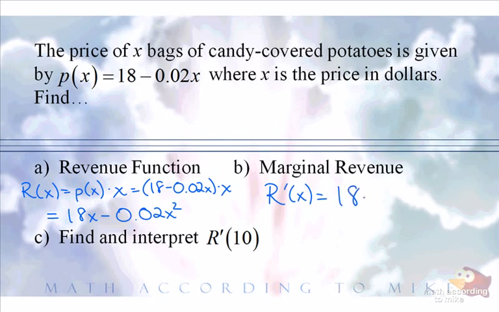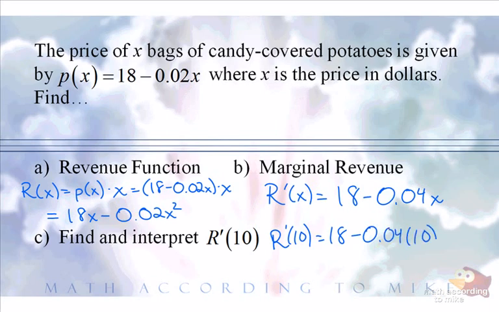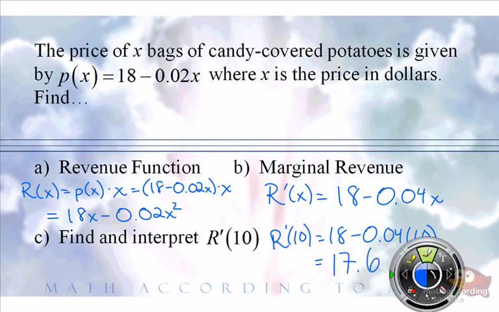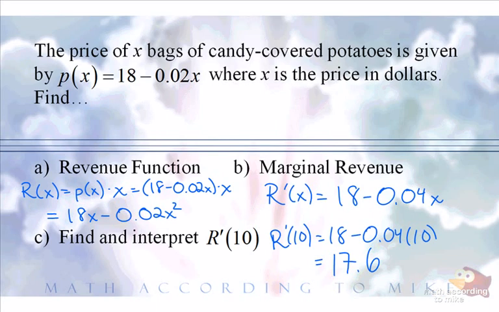18 minus 0.04x. Is that okay? And then R prime of 10, just stick in 10. So we'll have 18 minus 0.04 times 10, which is 17.6.